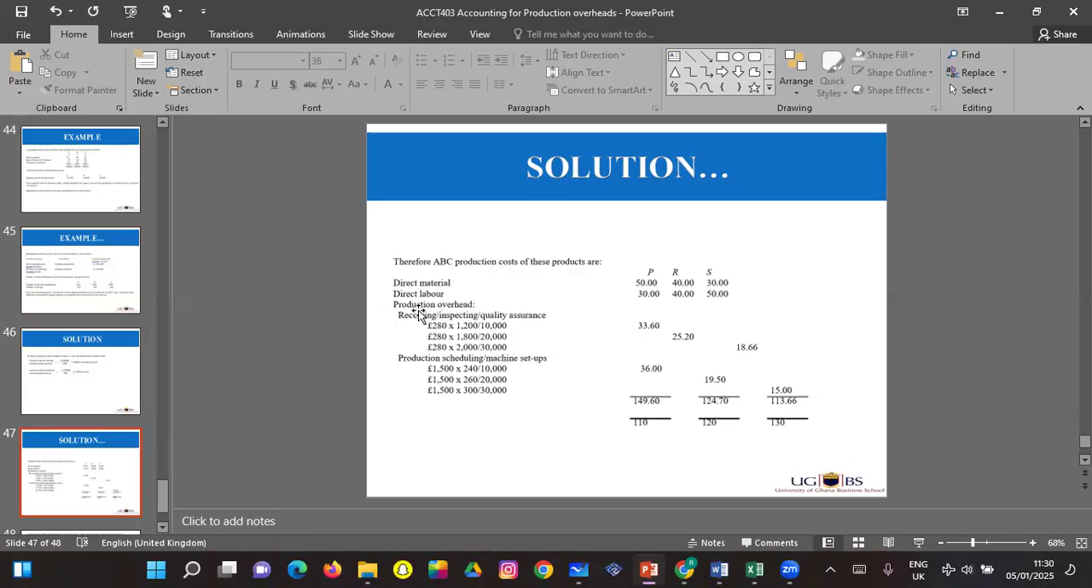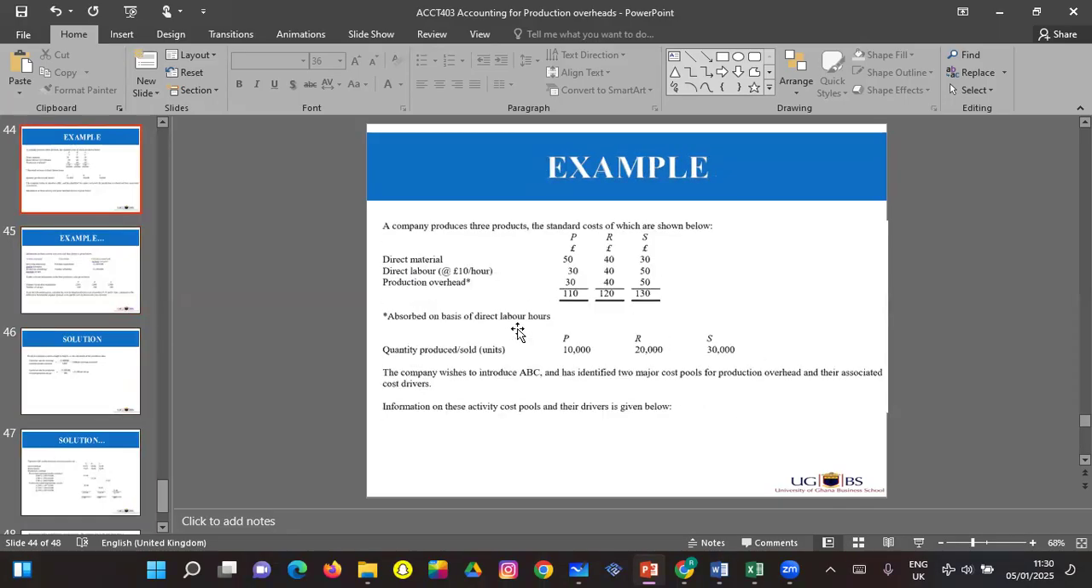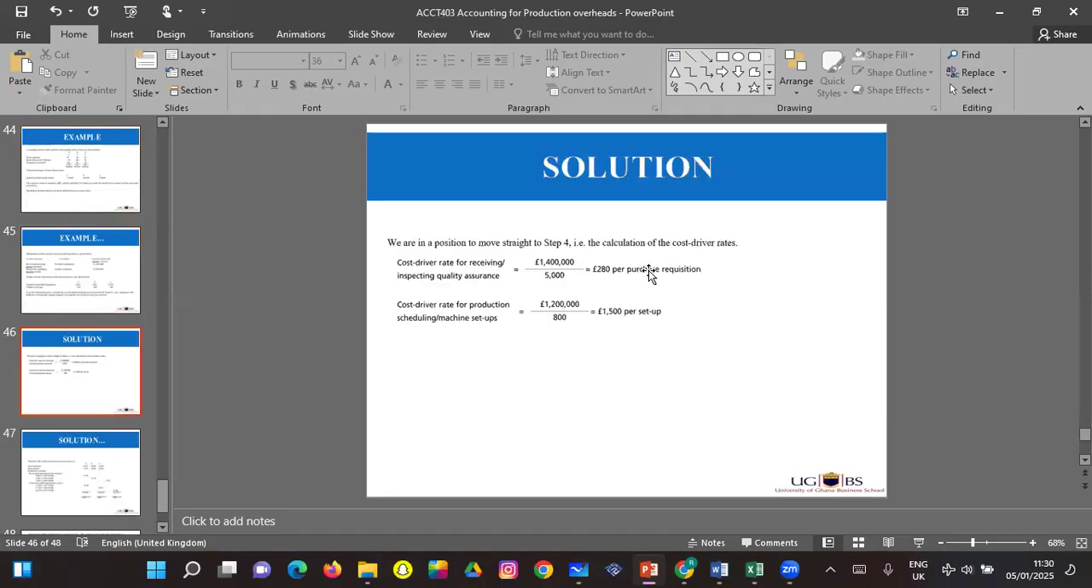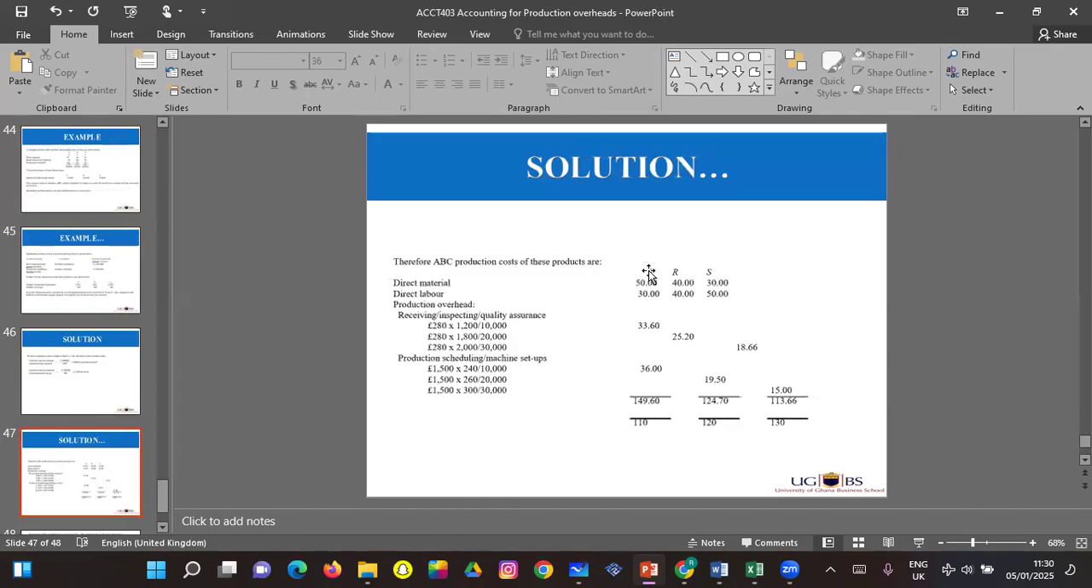So now we come and then repeat, we want to analyze our full overhead. Our normal direct material is in here. Normal direct labor is also in here. Right now, our production overhead is what we are looking for. The material, the direct costs are already here, so for that one, we leave it like that. So the overhead is what we are looking out for.